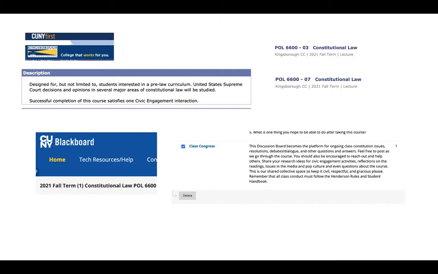From CUNY First, you'll see up in the left-hand corner here that successful completion of this course satisfies one of your civic engagement interaction requirements. It also describes what this course is about. You'll find information about civic engagement and specifically the civic engagement opportunities and the discussion board that you'll need to use after the midterm on Blackboard.